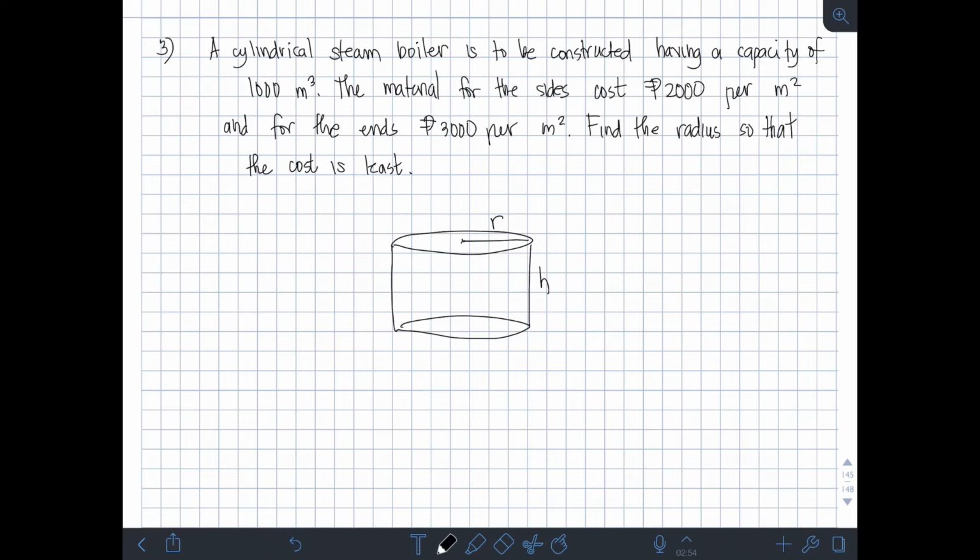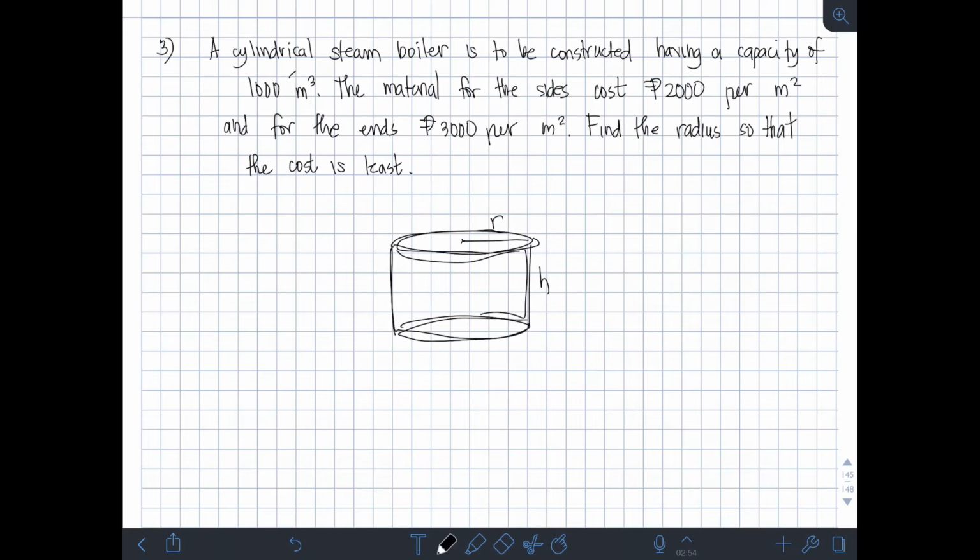So yung presyo ng material is, para dito sa top na dalawa, is 2,000 per square meter. Tapos yung sa side is 3,000 per square meter. Find the radius so that the cost is least. Okay, by the way, yung volume pala is to be 1,000 cubic meter.